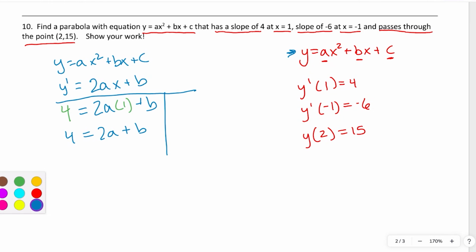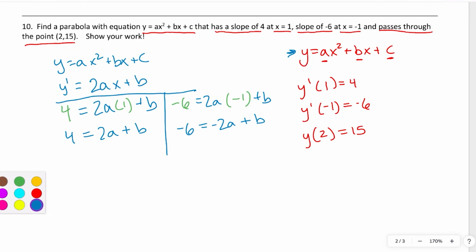The second piece of information that we got was that the slope when x is -1 is -6. So -6 is going to equal 2a times -1 plus b. All right, so here, once again, we've got another equation that relates a and b, but doesn't actually give us a or b.